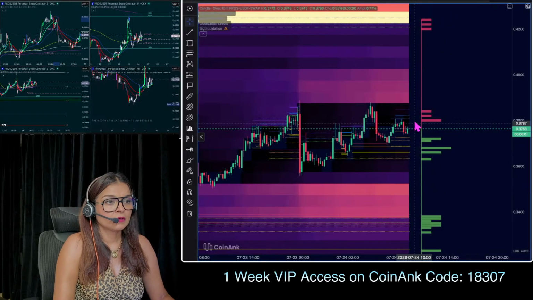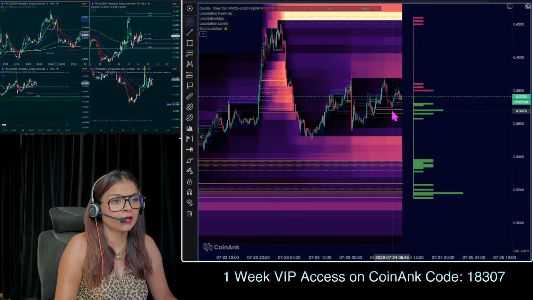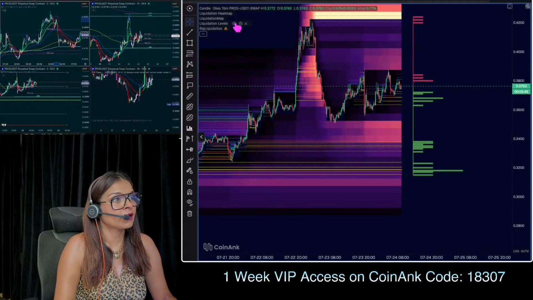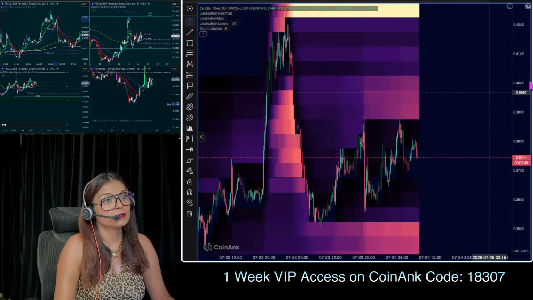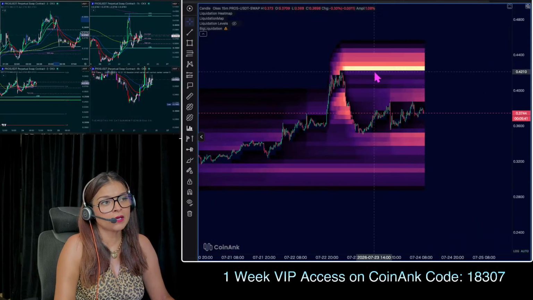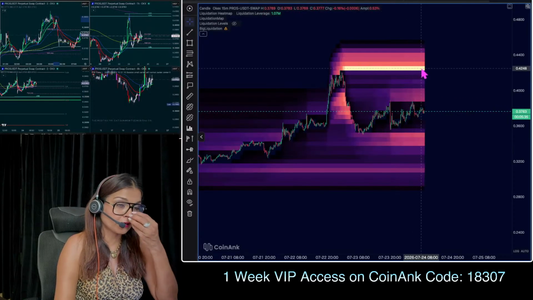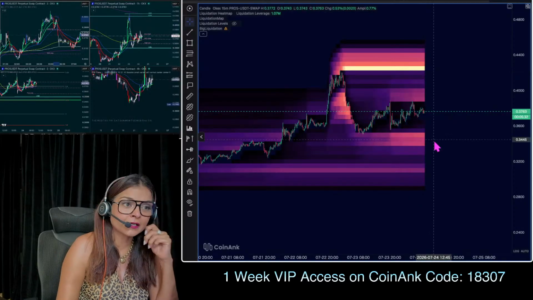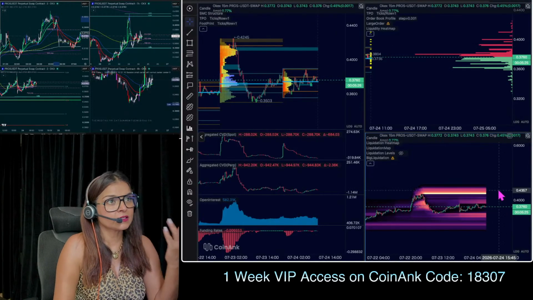You have a huge liquidation area up here, but I'm not sure if price is going to go there just yet. And then you have your liquidation heat map. The brighter the color, the orange, the yellow here, the higher the liquidation area. And that is it for PROS, guys.